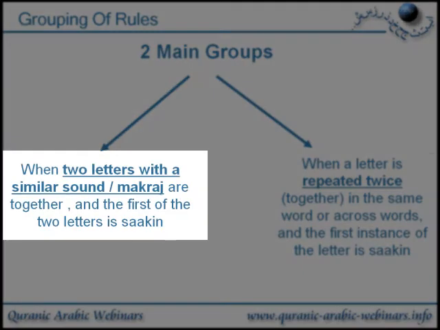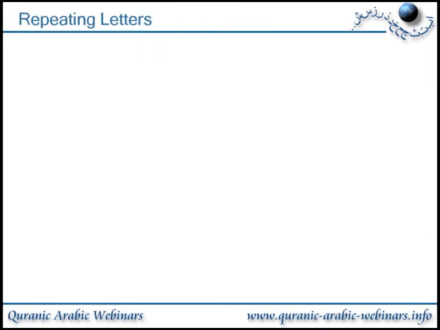The second concept is when two letters with a similar sound, i.e. they will have the same location of their makhraj or nearabouts in the same grouping, are together and the first of the two letters is sakin. So we'll call it similar sounds, but really it's about two letters having the same point of articulation, and they come together and the first one is sakin. So let's do an example here.